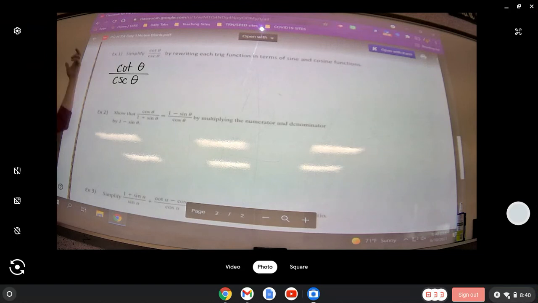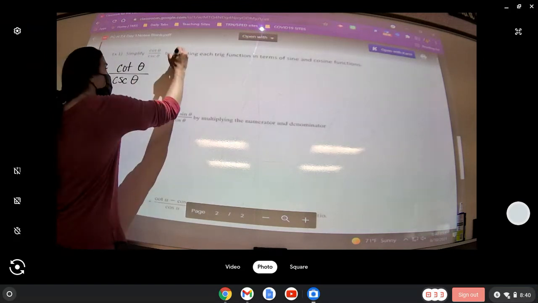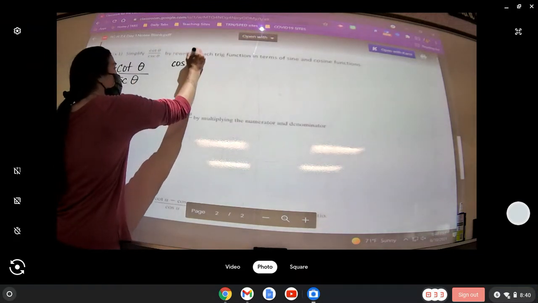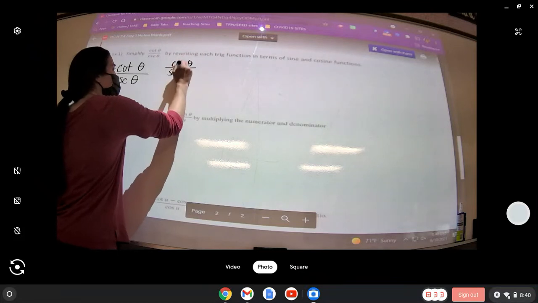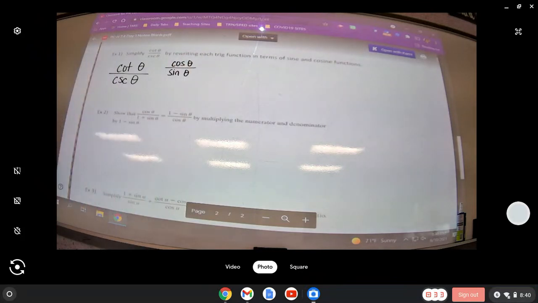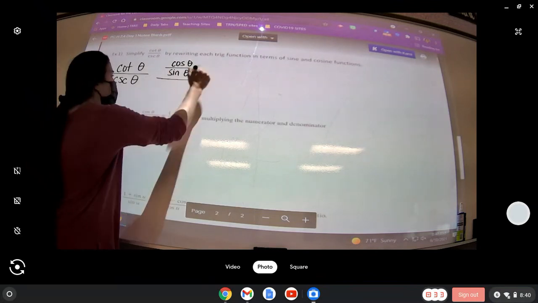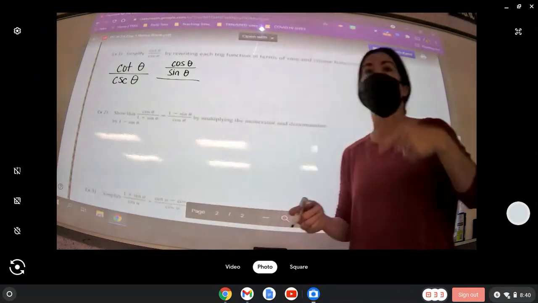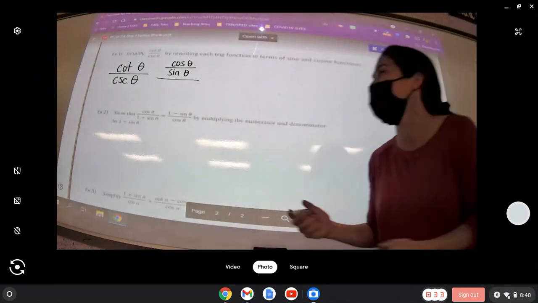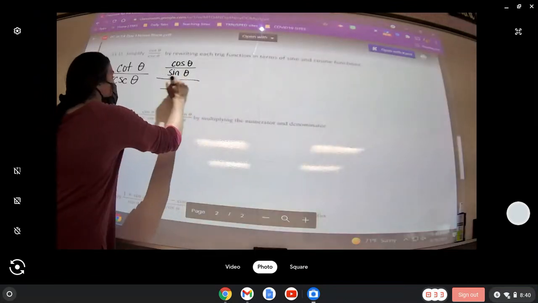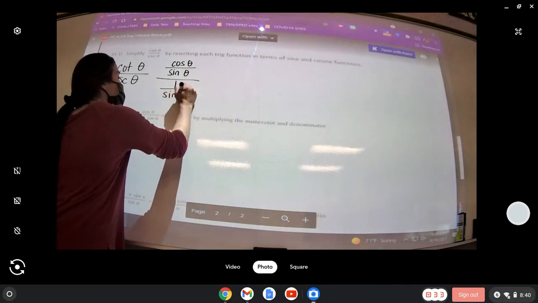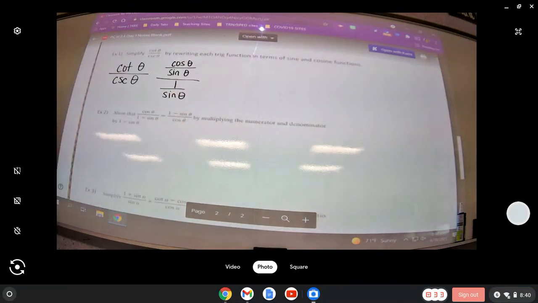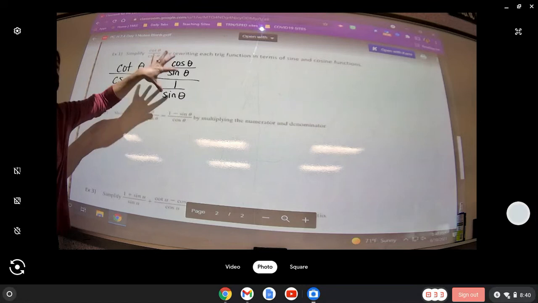So guys, cotangent theta is actually cosine theta divided by sine theta, right? It's the reciprocal of tangent, and tangent by definition is sine over cosine, right? And then it's divided by cosecant theta. Cosecant theta is the reciprocal of sine, so it's 1 over the sine function. So you can see I have a complex fraction now. I have fractions within a fraction.